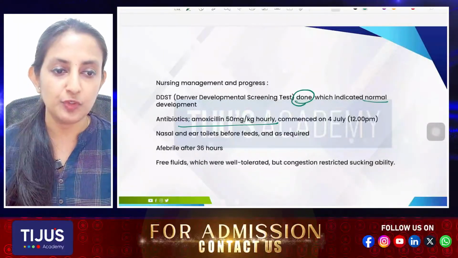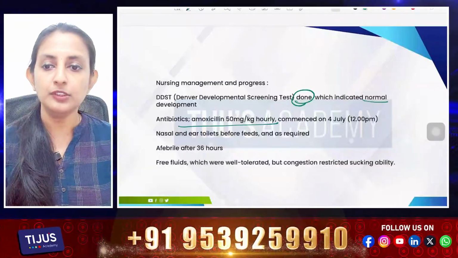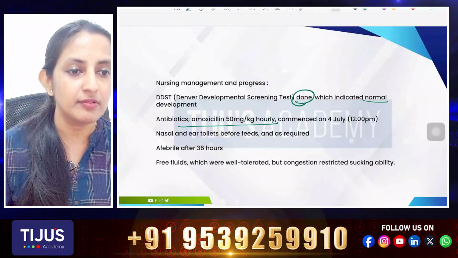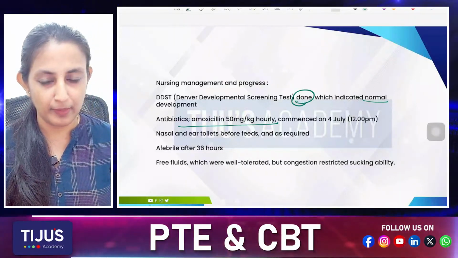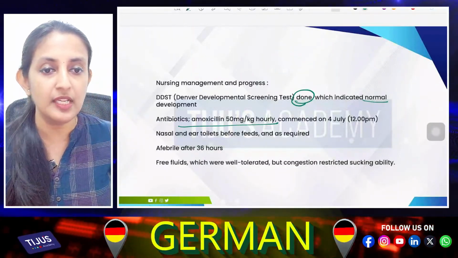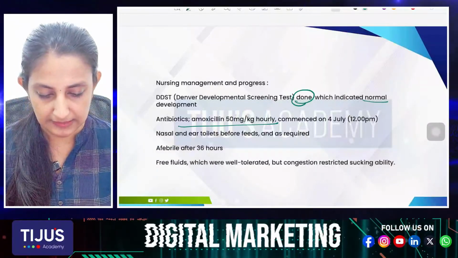Free fluids were well tolerated, but congestion restricted sucking ability. So he was tolerating the fluids that were mentioned there, but the congestion restricted the sucking ability of the patient. So basically, it's just a 5-month-old baby, so he couldn't suck the food properly because of the nasal congestion. That is mentioned here. Okay, so I hope it is clear so far.